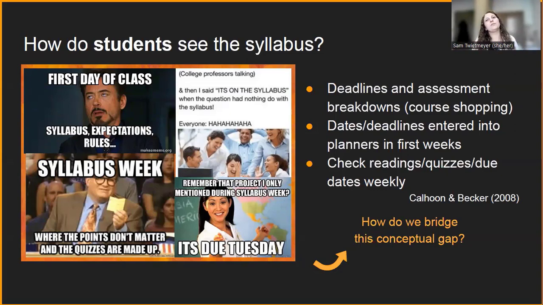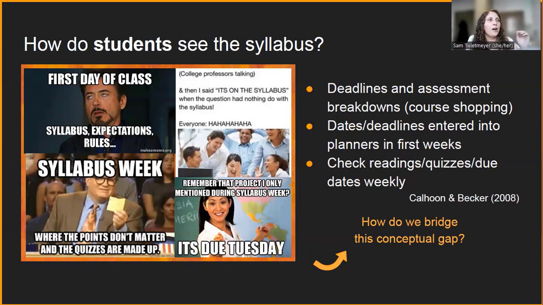So I did a little bit of deep dive on the internet to find what the students say about the syllabus. And just a hint, if you're looking for this, apparently it is called Syllabus Week. The first week of classes is called Syllabus Week by students. And so you can find these if you start looking under the right terms. And you'll notice first day of class, syllabus expectations, rules, just gross. I hate the first week of classes, right?